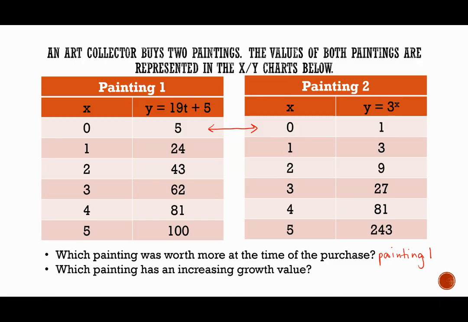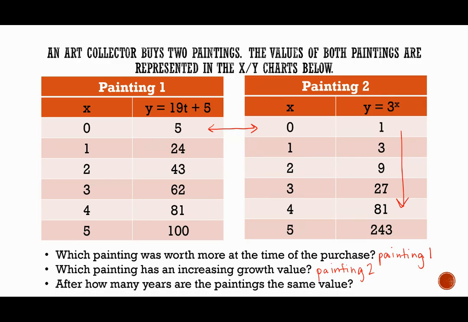Which painting has an increasing growth value? That would be painting 2. Over time, the rate at which that value is increasing is increasing. Okay, that's one of the characteristics of an exponential, is that over time, it is increasing faster and faster.